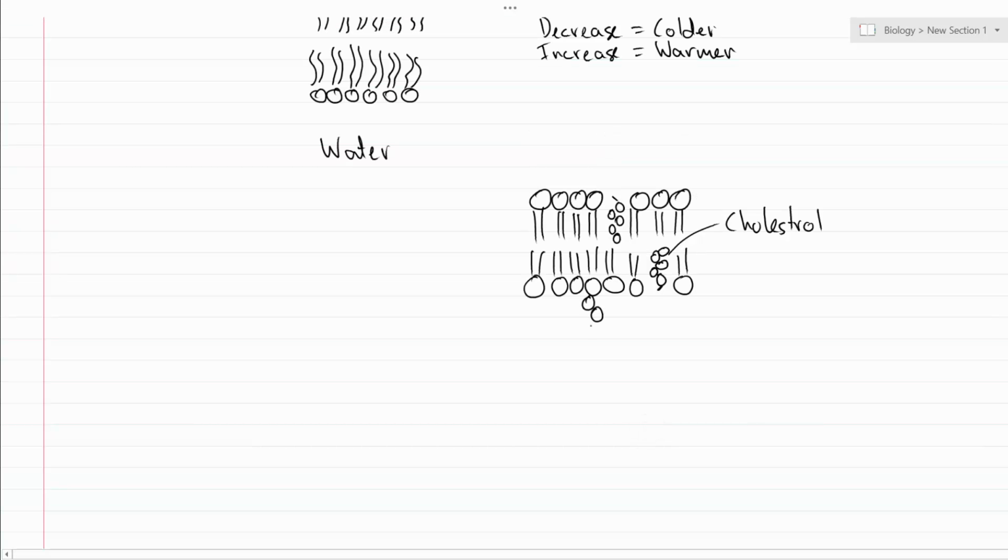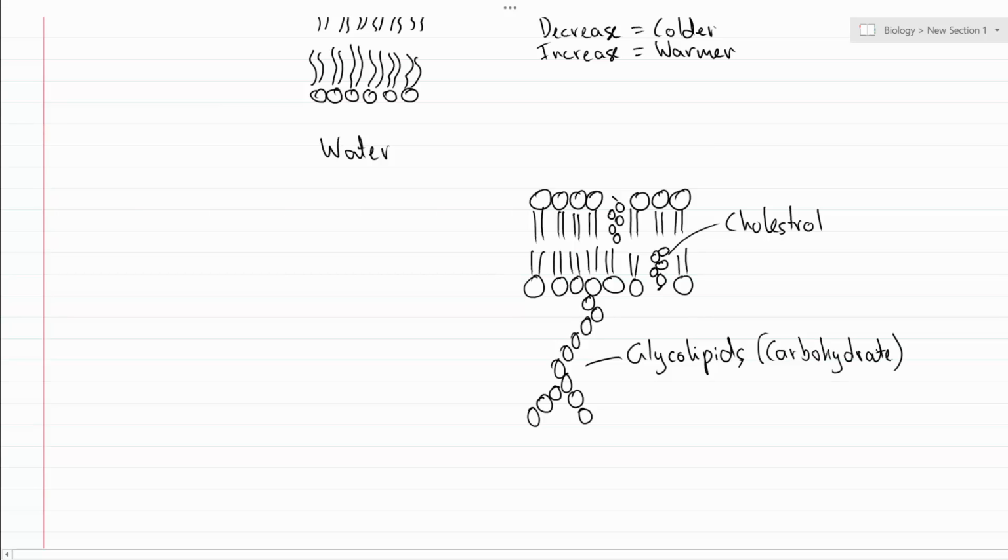Now what we can also get is these long structures projecting themselves from the cell membrane called glycolipids. Glycolipids are a long chain of carbohydrate, and these are going to have a role in cell recognition. Glycolipids act as a kind of marker for other cells to be able to bump into and join with, and recognize what type of cell it is and get some information about that particular type of cell.